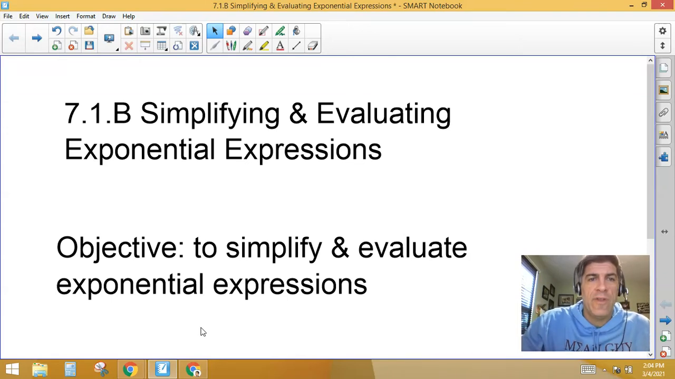Hey guys, we're on to the next lesson. This will be a shorter lesson. It's simplifying and evaluating exponential expressions, piggybacking off of our last lesson.